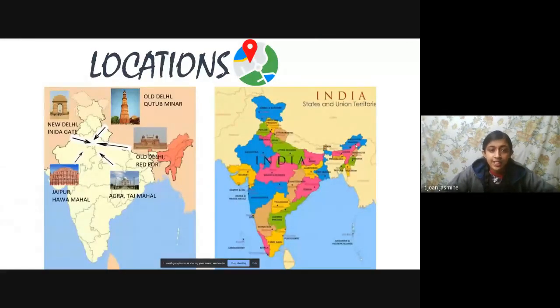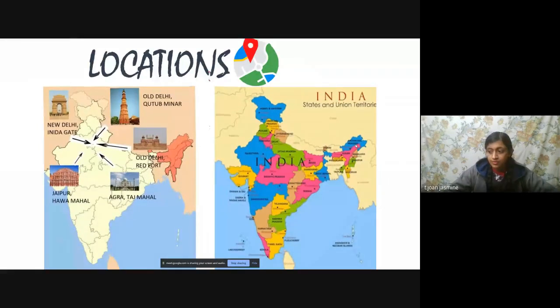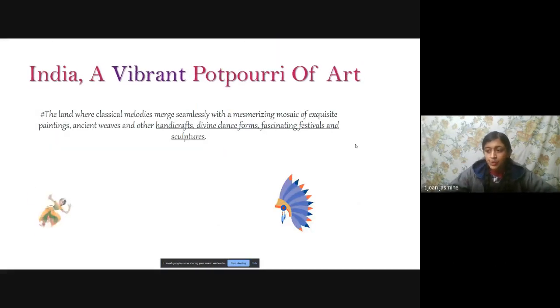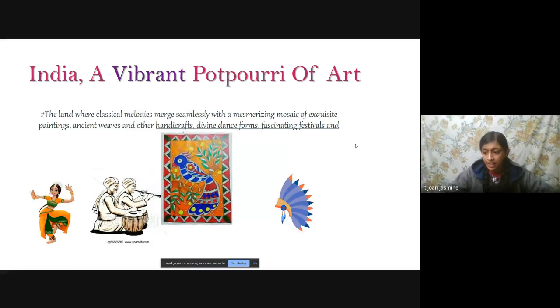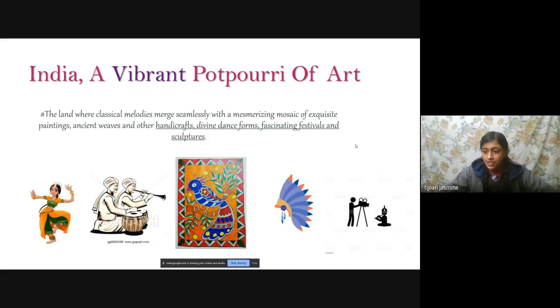The location of these monuments on a map of India: the India Gate in New Delhi, the Qutub Minar in Old Delhi, the Red Fort also in Old Delhi, the Taj Mahal in Agra, the Hawa Mahal in Jaipur. I would like to move on to the arts of the country now. India is a country.